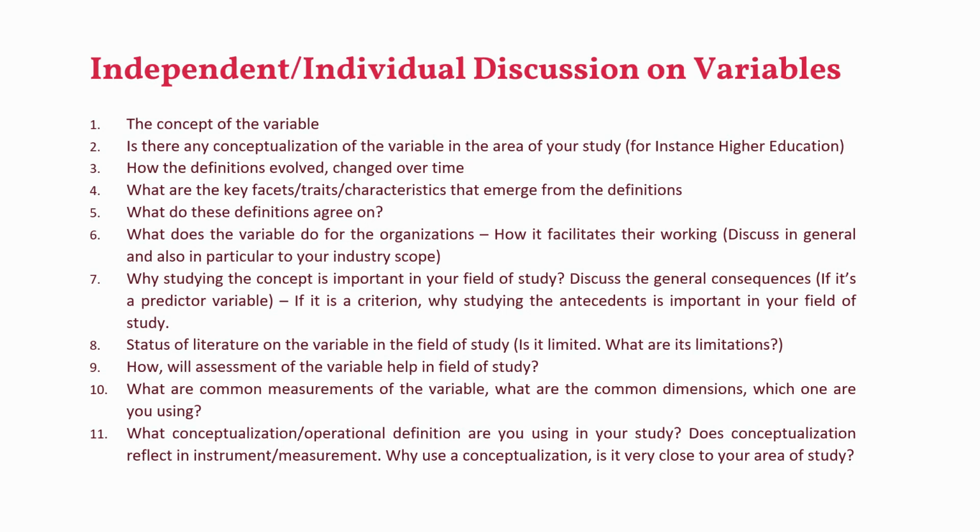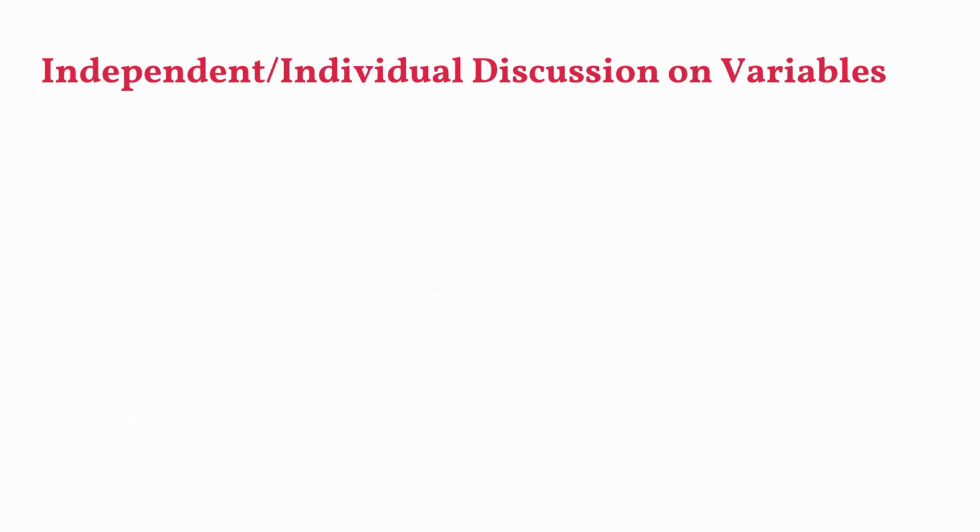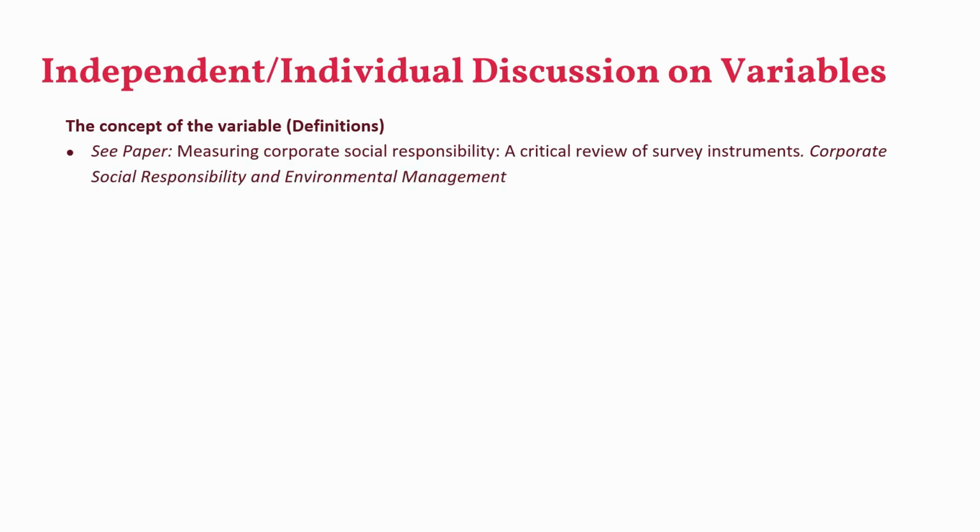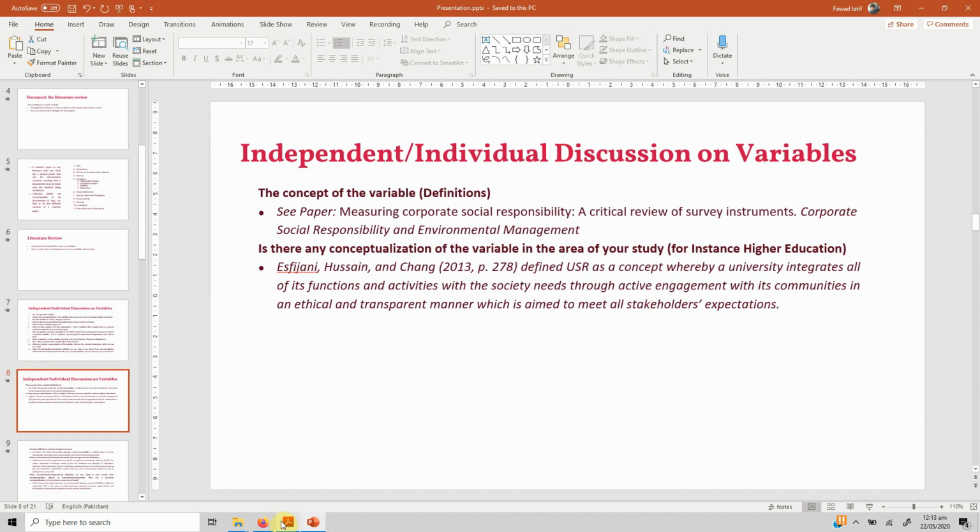Now we are going to look into examples of each of these points. For example, the concept of the variable. How do you define or write about the concept of the variable? We have got this paper, Measuring Corporate Social Responsibility: A Critical Review of Survey Instruments, from the Corporate Social Responsibility and Environmental Management journal. Here is the example. Let me go through it.